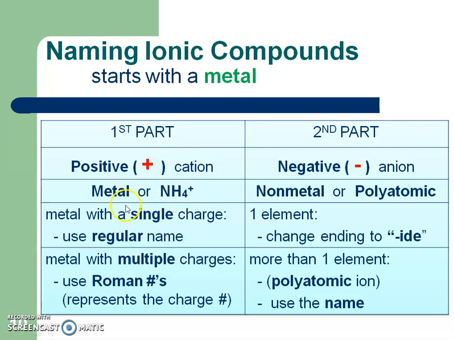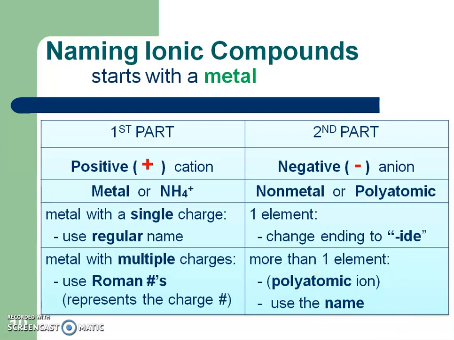But now when we're dealing with that metal, does that metal have a single charge and you're going to just use its name, or does it have multiple charges and you need to use those Roman numerals that correspond to that charge number? When we're dealing with the second part of an ionic compound, it's always going to be a negative anion, but that negative anion could be a non-metal. That would be one element ending in IDE, or it could be a polyatomic ion, which is going to be more than one element, and you're going to use the name of that polyatomic ion.